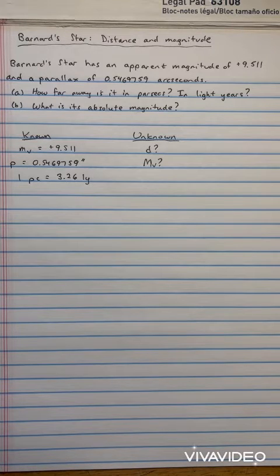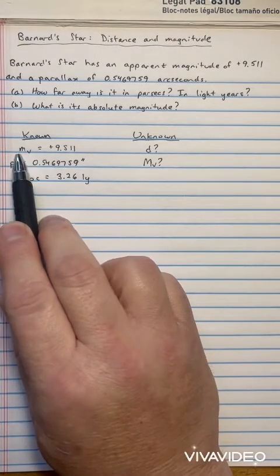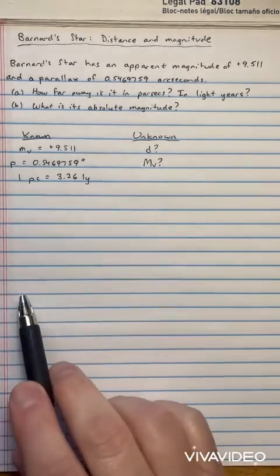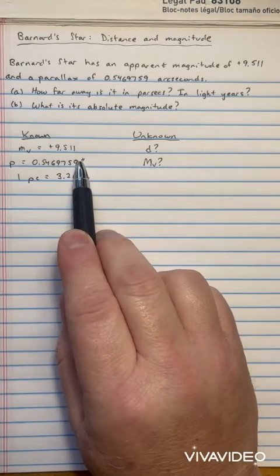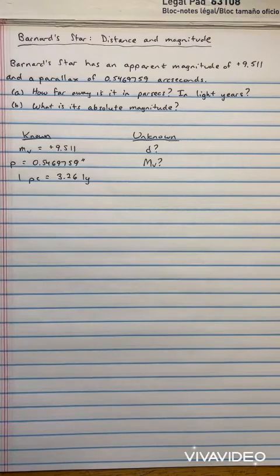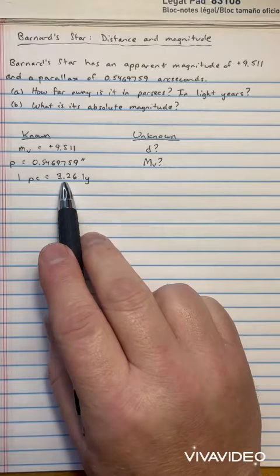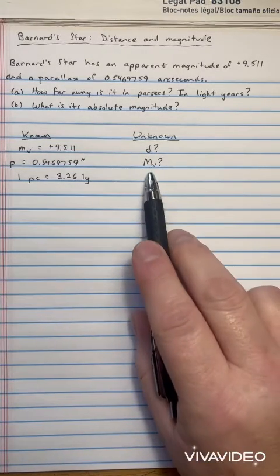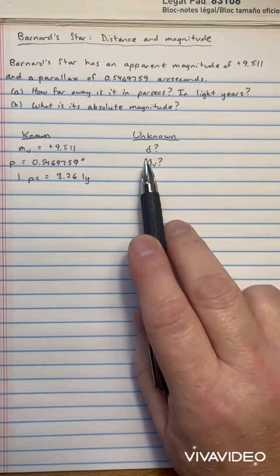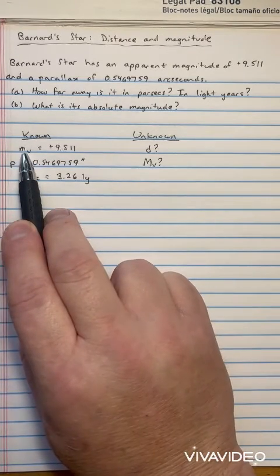So we know what the apparent magnitude is, and symbol-wise, that's m_V for visual apparent magnitude specifically. We also know the parallax of this, and these double slashes here stand for arcseconds. Also, we know as a conversion that 1 parsec is approximately the same as 3.26 light years. That'll come in handy too. What we're trying to find is the distance and the absolute magnitude. Notice absolute magnitude has a capital M compared to apparent magnitude with the little letter m.